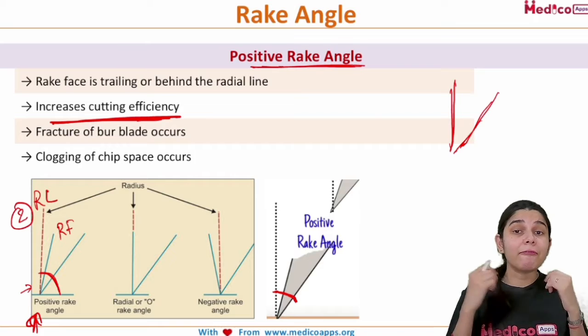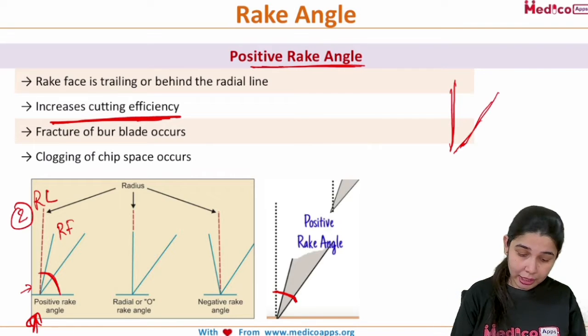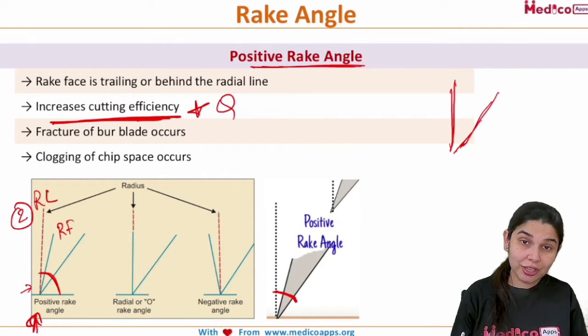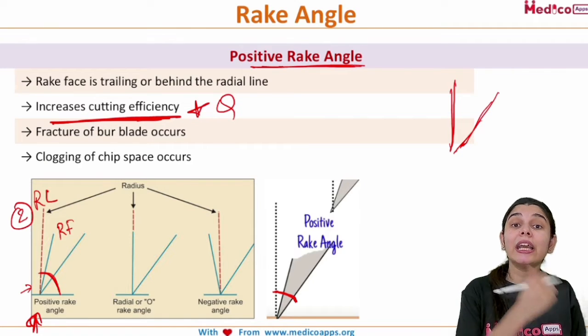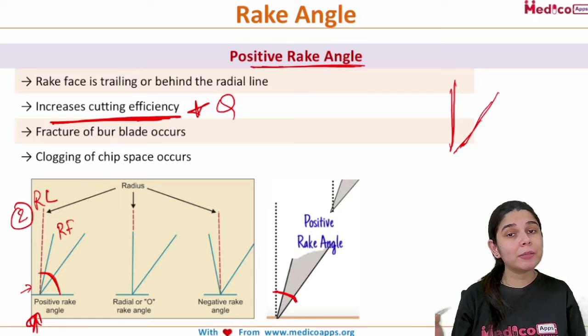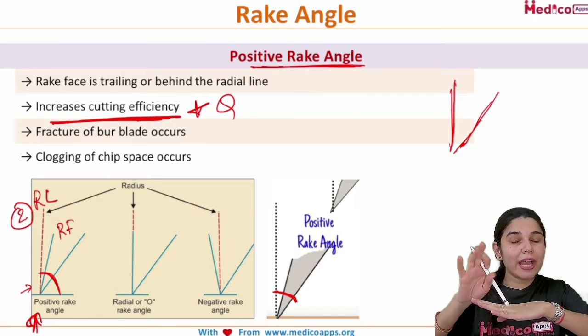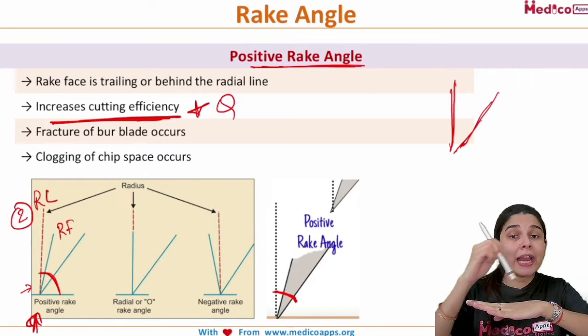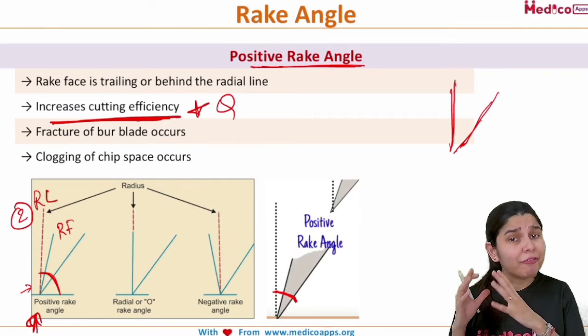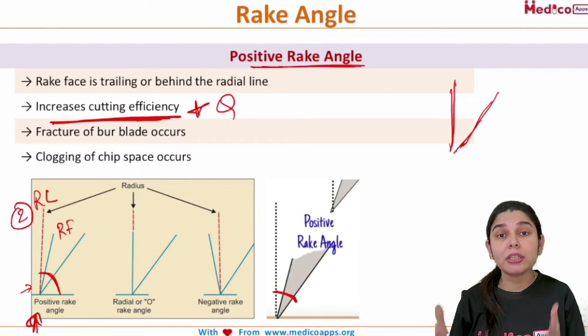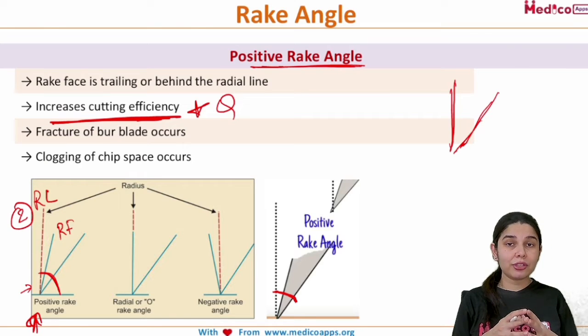So this is a very, very important key point and the answer to our question, that the positive rake angle increases the cutting efficiency. And how? Because it is forming an obtuse angle between the radial line and the rake face. But there are two very important disadvantages which are attached to this positive rake angle.